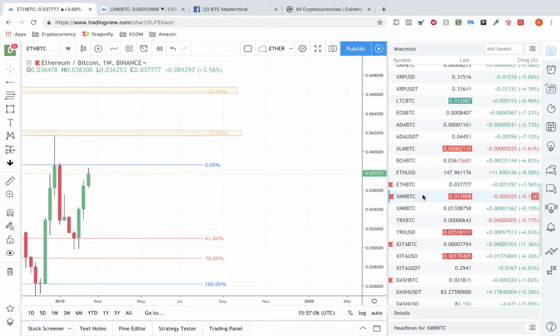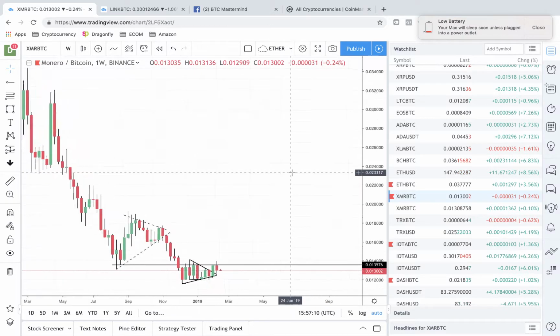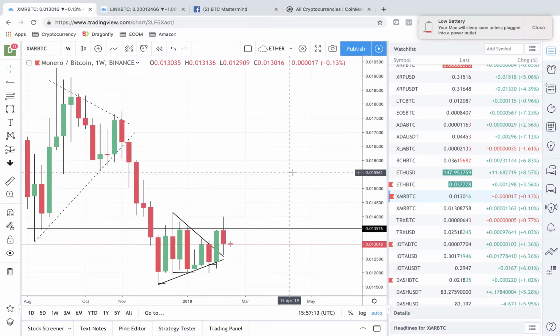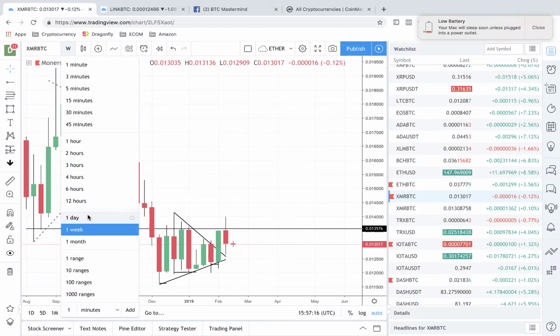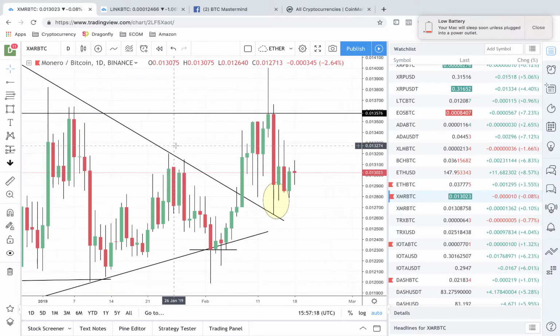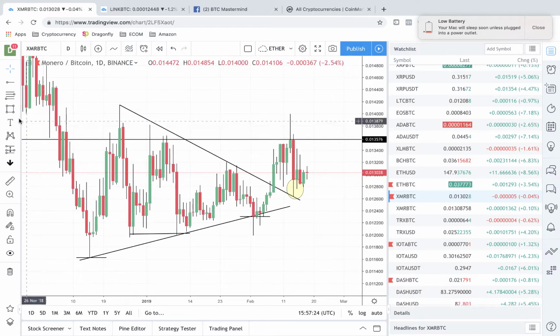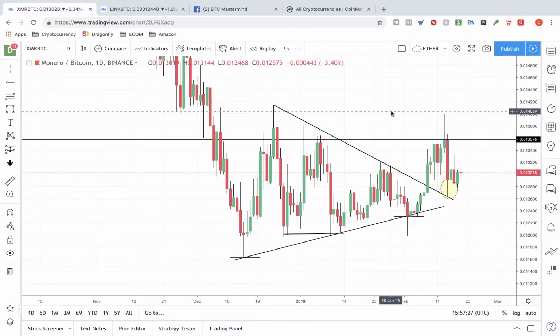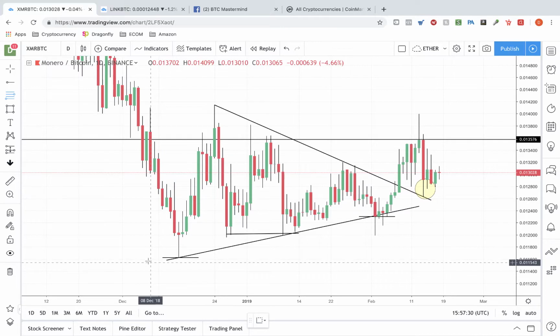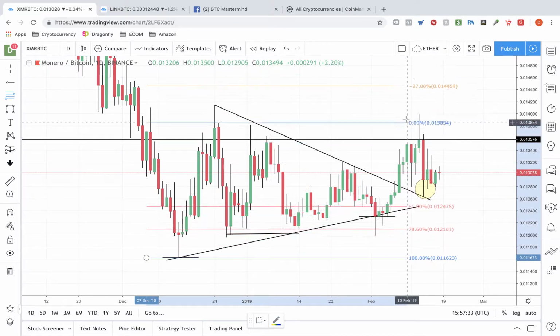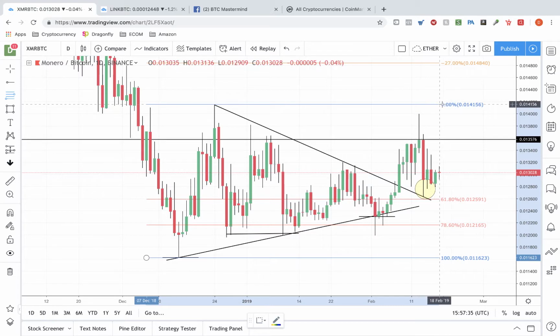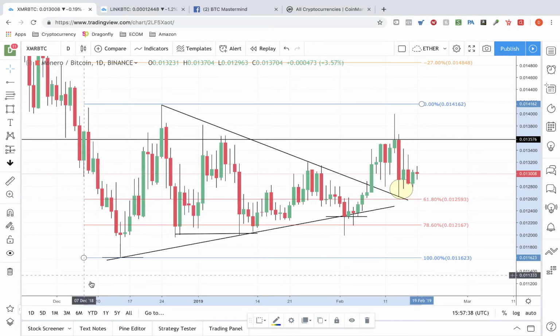Let's look at XMR, Monero. Here's Monero. Let's see what happened here with Monero. If you can see, we can go from here to here and see what just happened. As you can see, up 78.6 respect, up 78.6 respect, up 78.6 respect, up 61.8 respect.